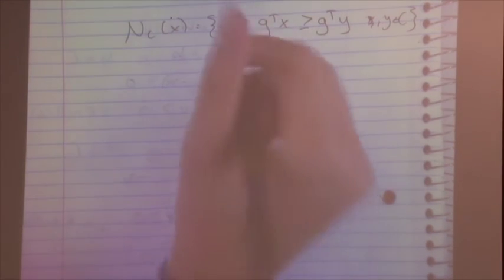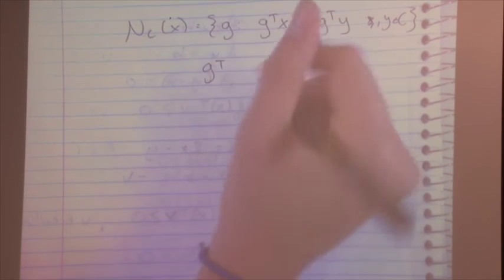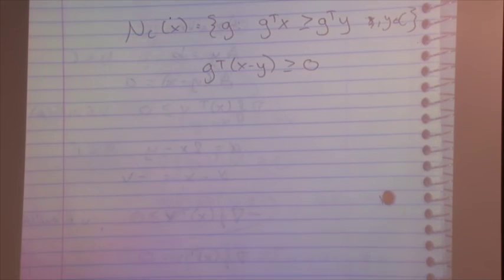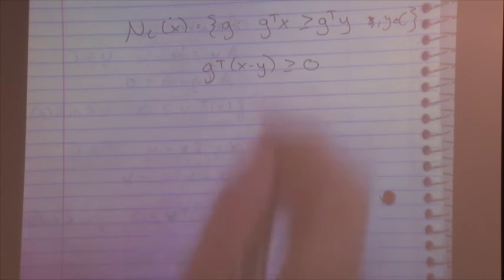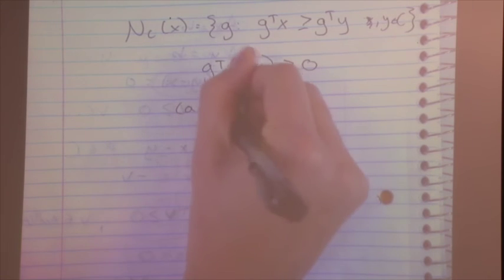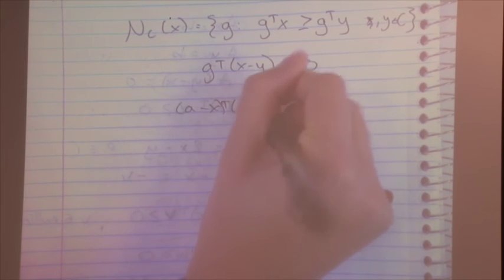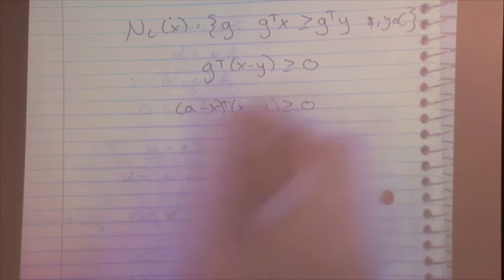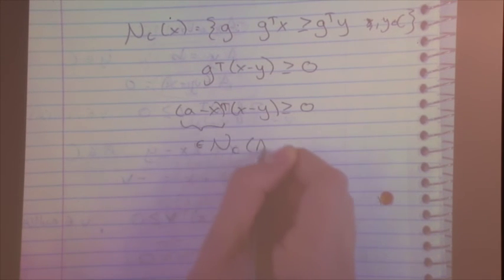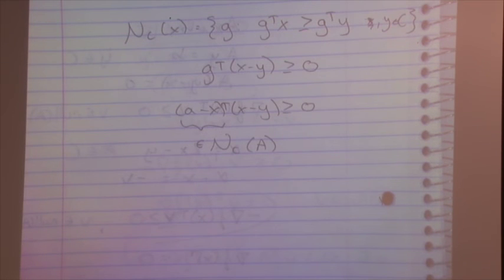So if we just move everything, you can see that this is equivalent, right? This is an equivalent description of the normal cone. So if I let G be A minus X, sorry, A minus X, then what I've shown is that the first order optimality condition necessarily means that A minus X is in the normal cone of X with respect to this set C.